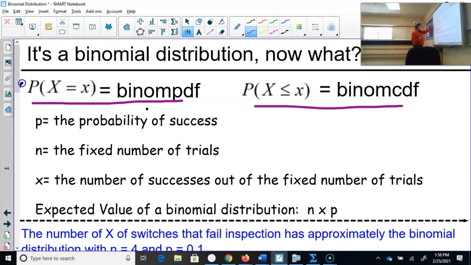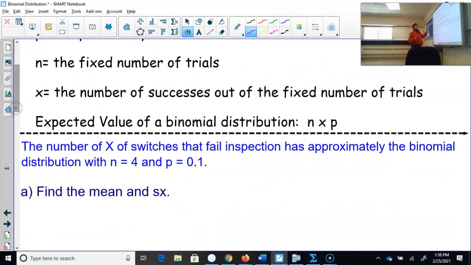So the number of switches that fail inspection has approximately the binomial distribution. So they're telling us that we don't have to check it unless it tells us to. We don't have to prove that the conditions are met. We just have to recognize that it is a binomial distribution. And this one is telling us that it is a binomial distribution. So we're gonna proceed, okay?